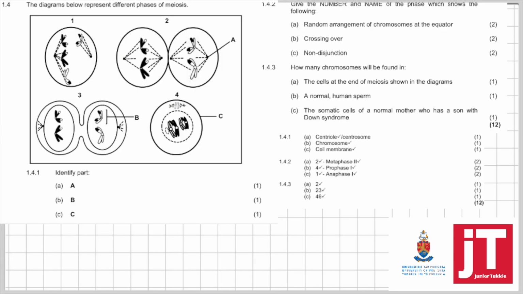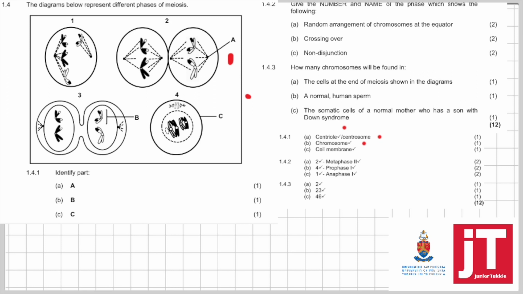1.4. The diagram below represents different phases of meiosis. Right. So there's your different phases. 1.4.1. Identify part A. Part A, if you look, is at the pole. So that can only be the centriole. Here the memo is also accepting centrosome. B. What is B? Can you see B is pointing to the whole structure, not just parts of it, and that is pointing to a chromosome.